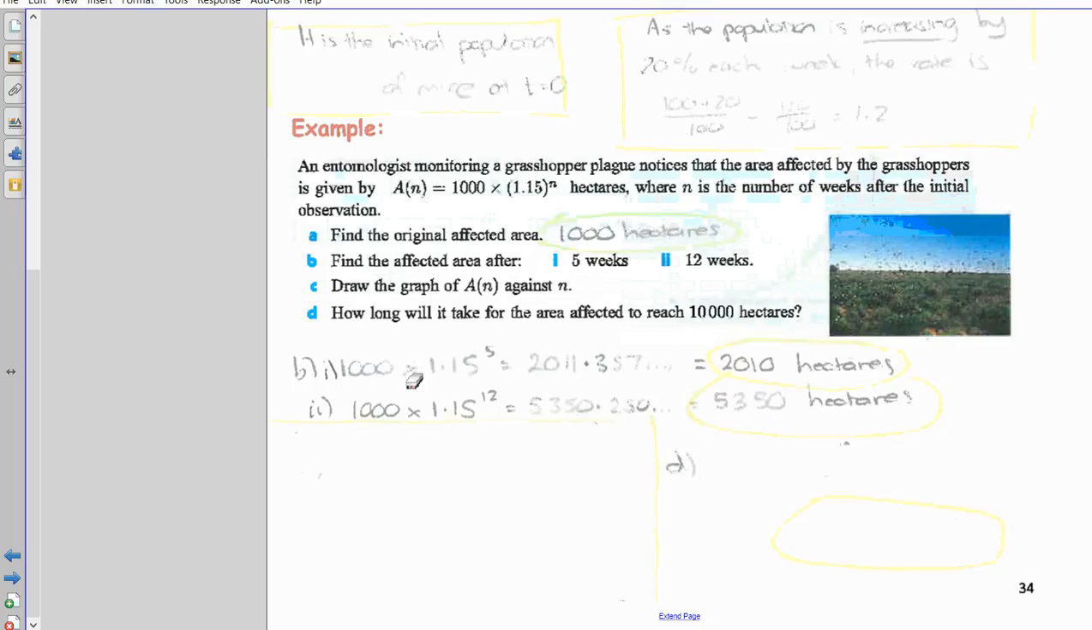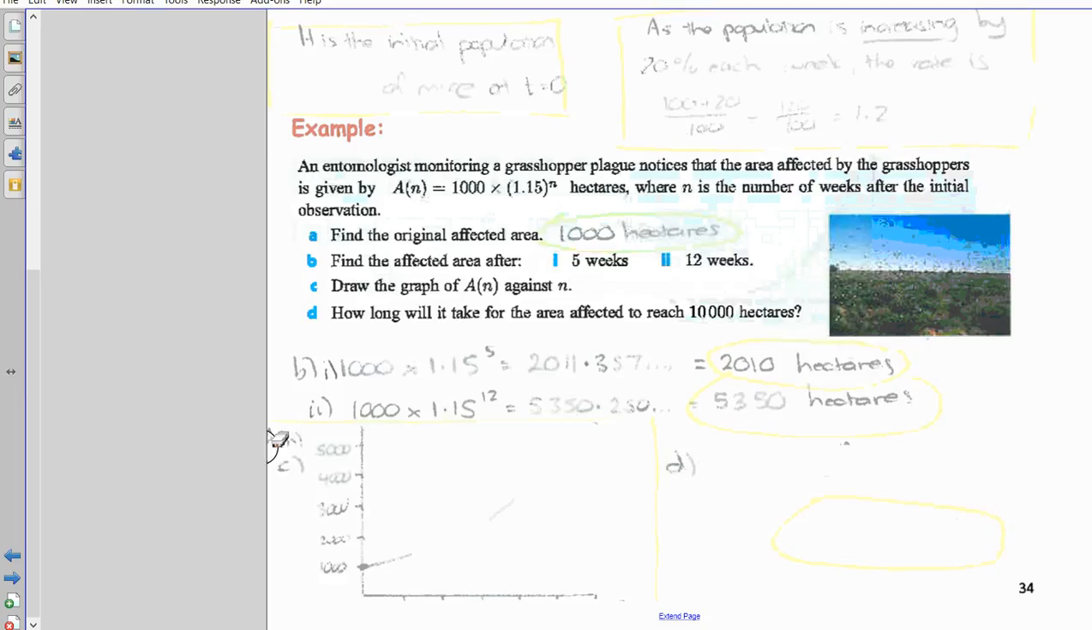C, draw the graph of A to the n against this. So you can just plot these points. You can plot the initial one, plot it at time 5 weeks, you get that. At 12 weeks, you get that. So let's do a quick one. Notice it went up to about 6,000. We've got our x-axis, which you can't really see, but it's going up by 2s: 2, 4, 6, 8, 10, 12 you should have here. And it should have n for the number of weeks, and A to the n should be up here, but you can't see it.